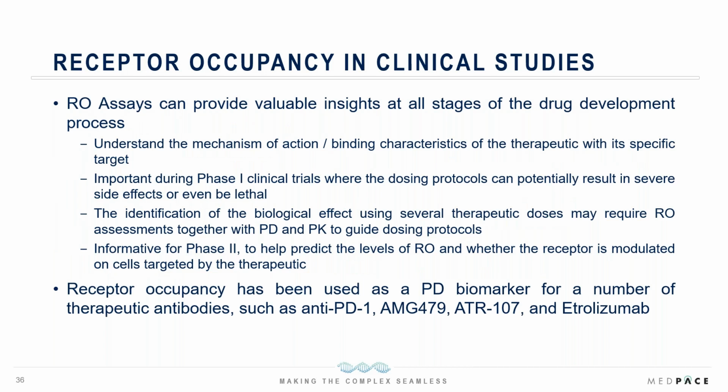Moreover, we can use receptor occupancy assays to provide valuable insights at all stages of drug development. Initially, we can understand the mechanism of action or the binding characteristics of the therapeutic with a specific target. During phase 1 clinical trials, where dosing protocols are developed, receptor occupancy assays can track and thus correlate if you have severe side effects, so you know at what receptor occupancy levels that would happen.